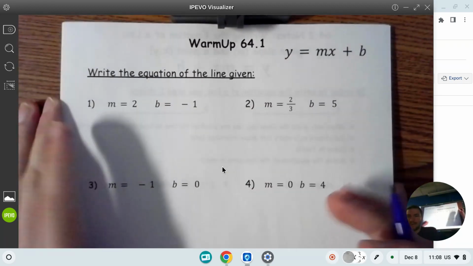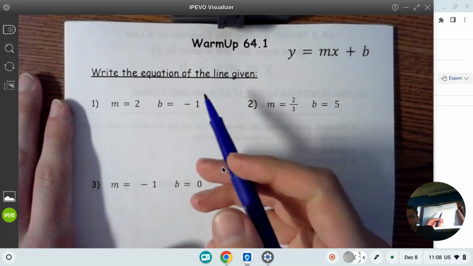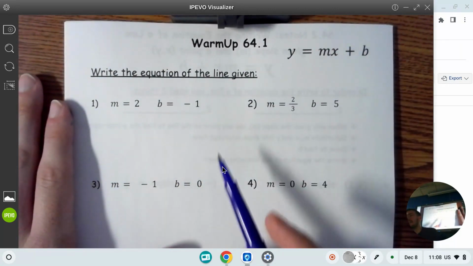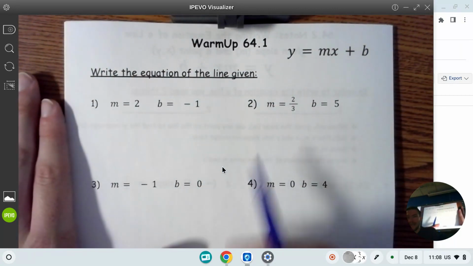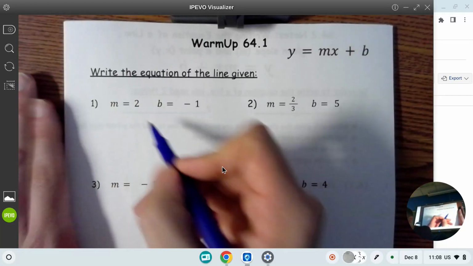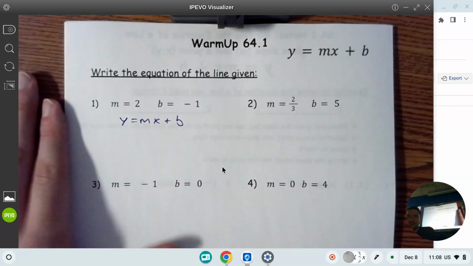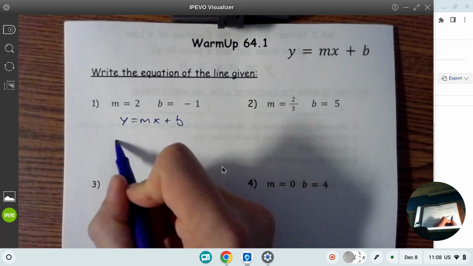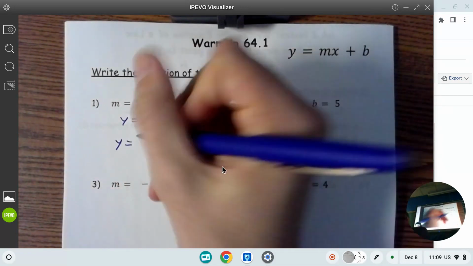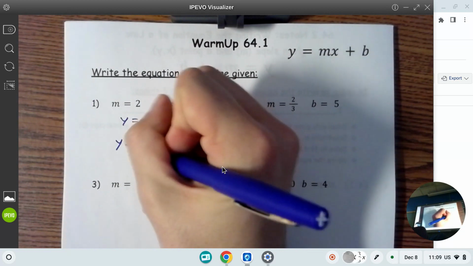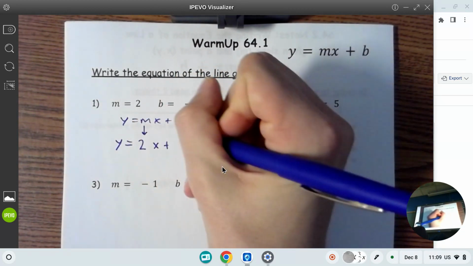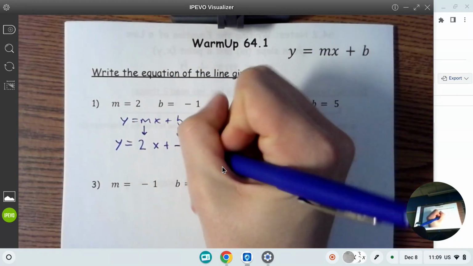Starting the writing equation notes, starting with the writing equation warm-up from yesterday. I'm going to give you the pieces. You've got to put it all together. We've got the m and the b. We've got y equals mx plus b, which is our slope-intercept form. So we're going to have y equals, into the m is the number 2, x plus, into the b is the negative 1.